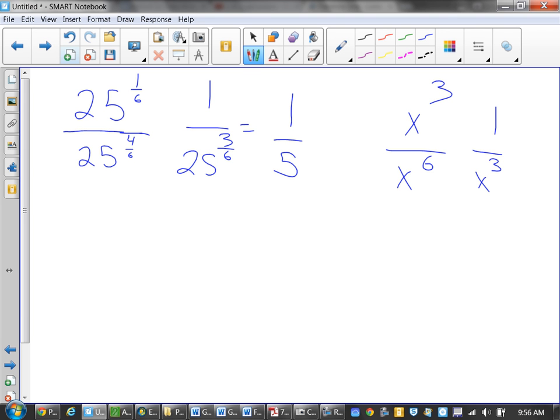Could you go over a problem where something is raised to a negative fraction? I'll get there. I'll get there. All right?